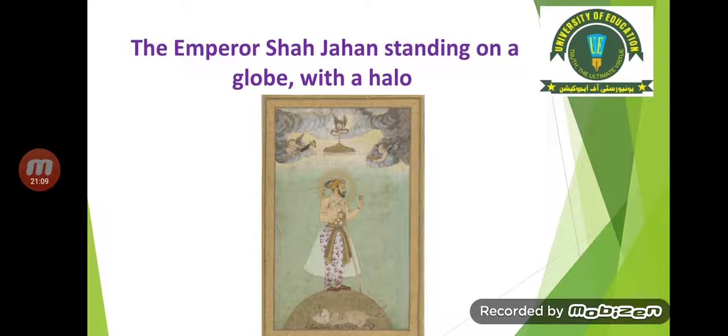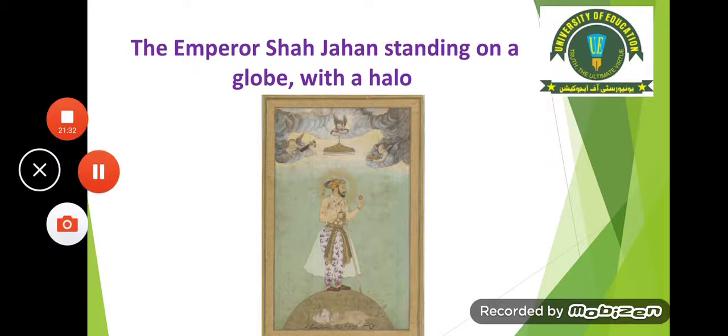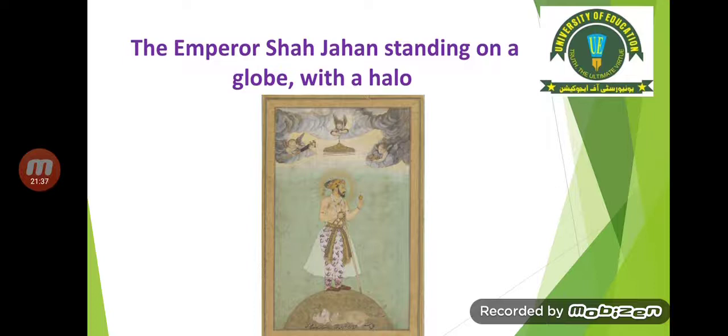The Emperor Shah Jahan standing on a globe with a halo. So this is a self-portrait of the Emperor Shah Jahan, where we can see a halo behind his head, and we can also see the playing cupids in the sky, and one of them on the left is holding a sword in his hands and wants to give it to the emperor, which shows the power of the emperor in the war. And on the right side, the angel wants to shower him with a crown.